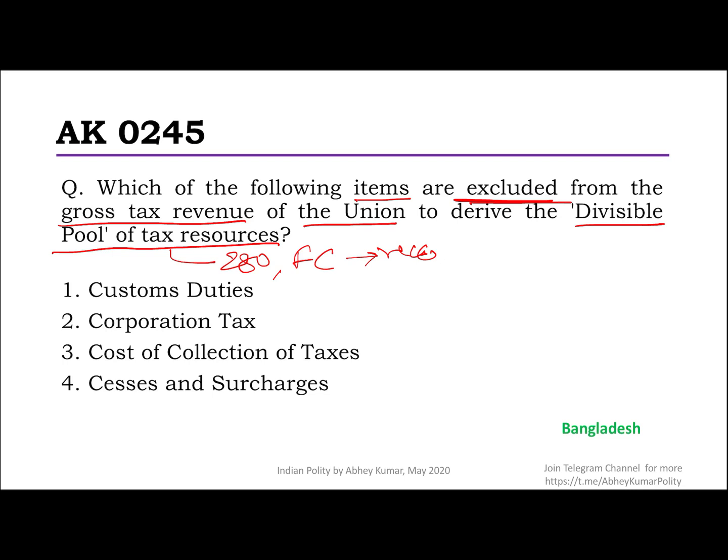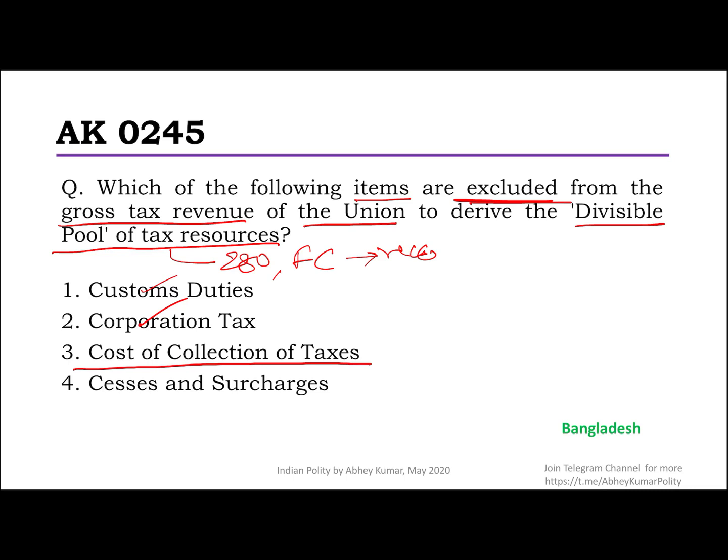This is essentially, there is no tax today of the union government which you will actually think of immediately, let's say customs duties or corporation tax or income tax, any such thing. They are all part of the divisible pool. They will not be excluded. States federally deserve a share out of it.